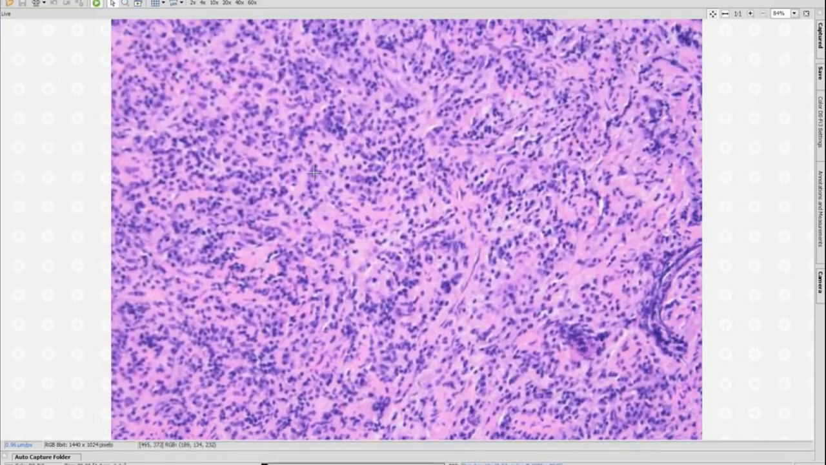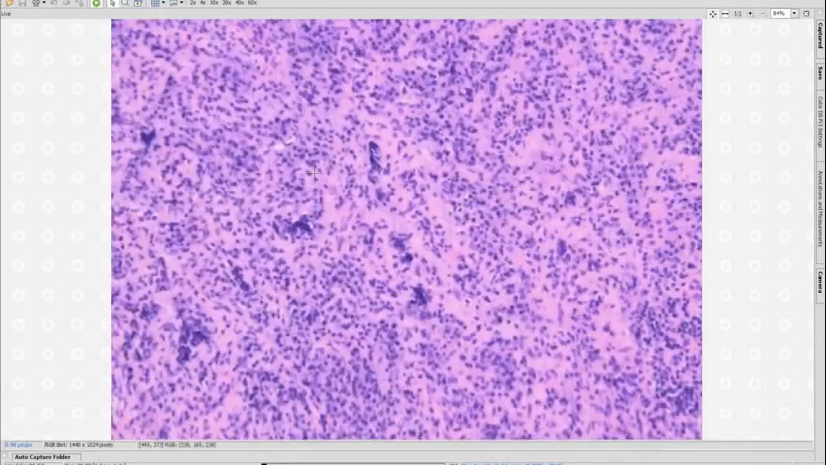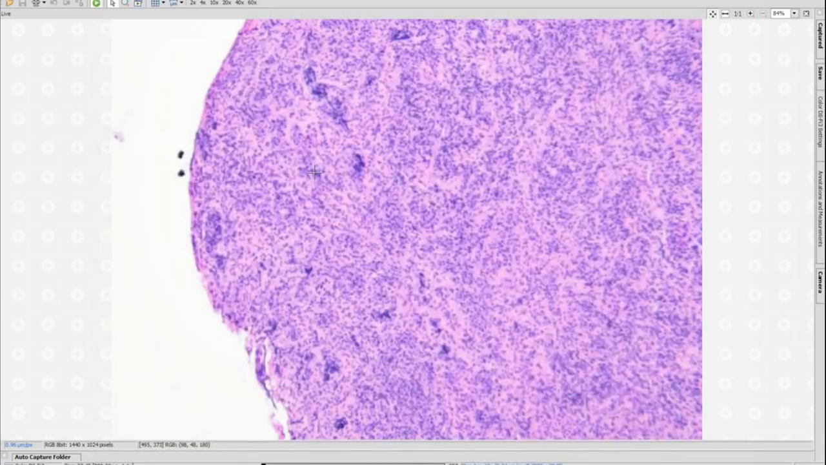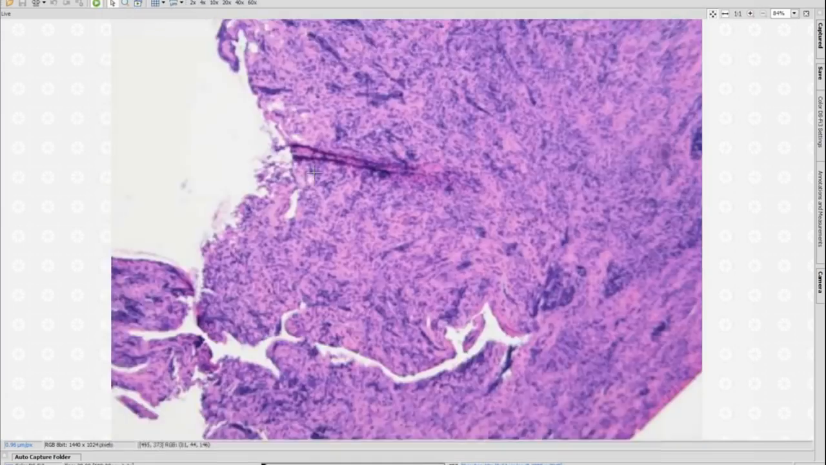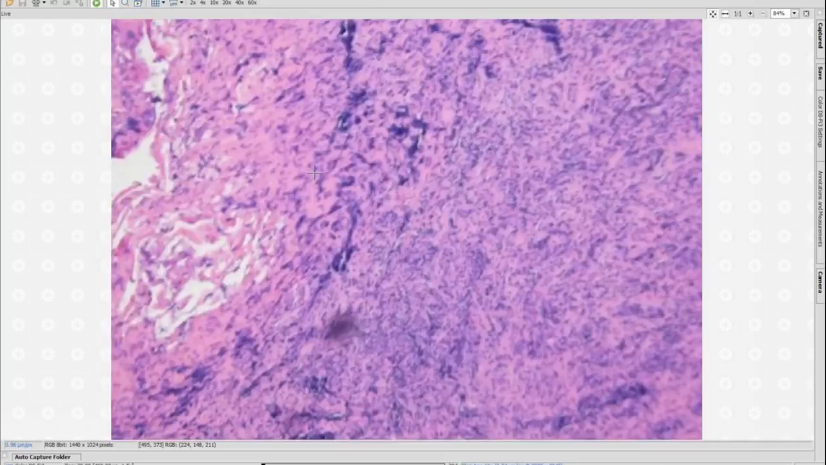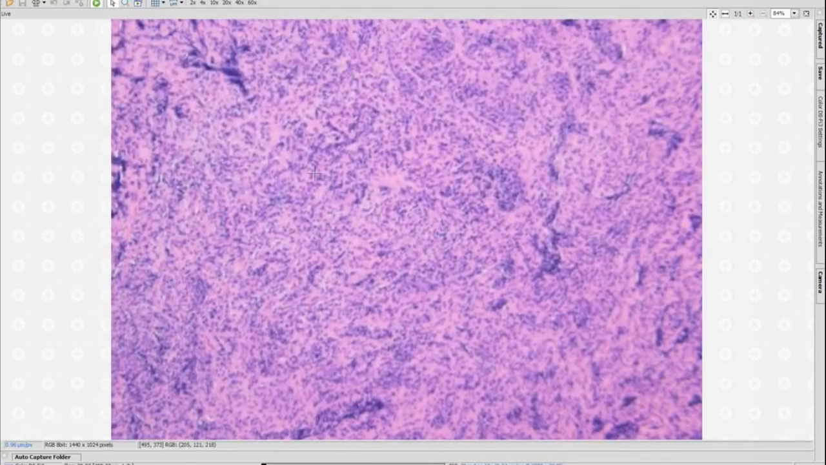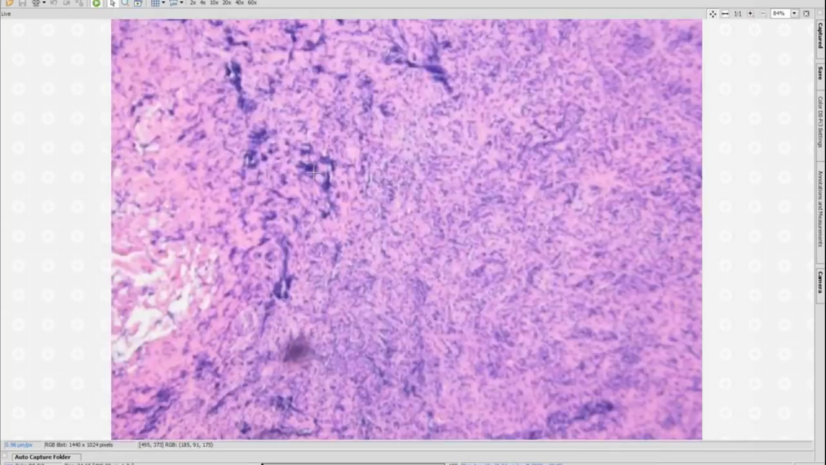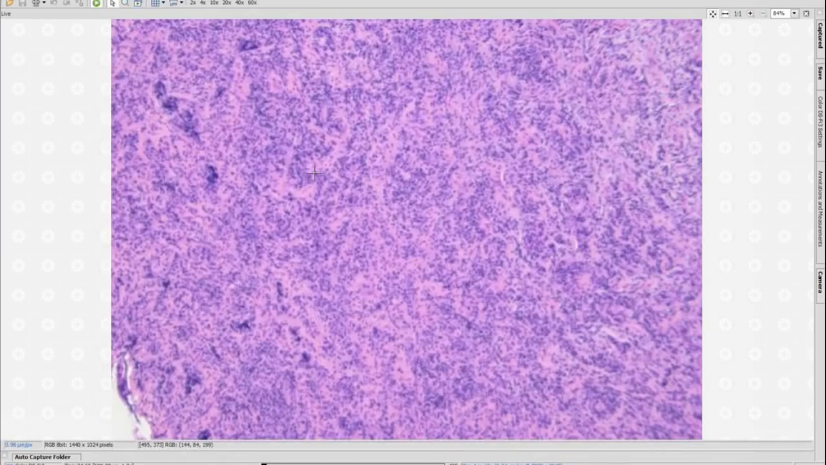And this is what you have: a low power, a very blue specimen, right? Difficult to tell even that you are in the pituitary at all. Fairly blue.